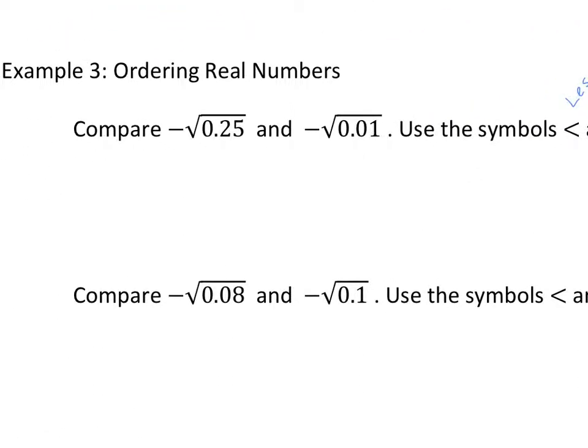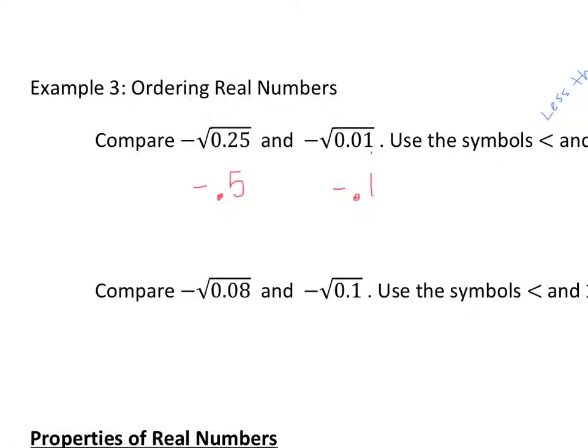So, let's figure out what the negative square root of 0.25 is. Try that in your calculator. So once you've put it in your calculator, you should get that square root is negative 0.5, and the other one is negative 0.1. Alright, so those maybe are a little confusing.